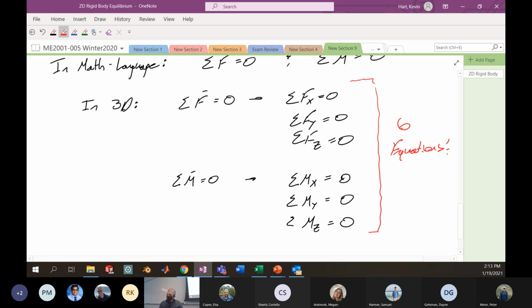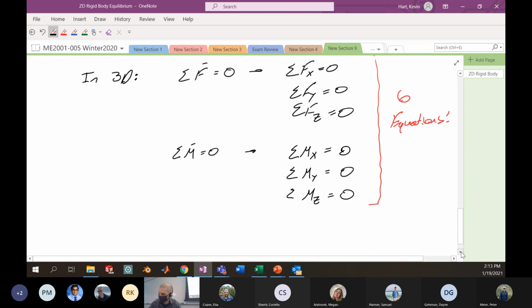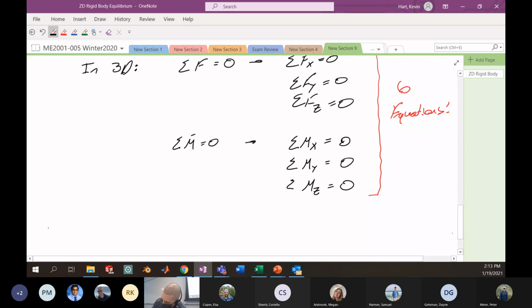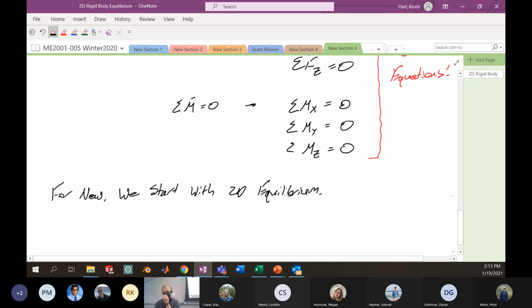Okay. Getting complicated, I know. So this is sort of the most general case, but we're going to start with, at least for now, 2D equilibrium. For now, we start with 2D equilibrium. Okay.